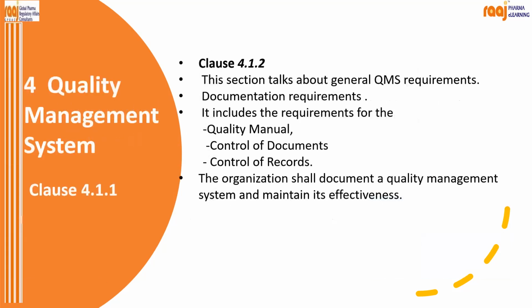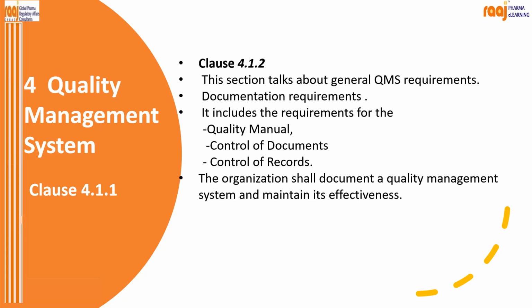Then we start with the actual clauses. The clause-wise standard, clause 4.1.2, talks about the quality management system. This section talks about general QMS requirements, that is, documentation requirements. It includes your quality manual, control of documents, and control of records. The organization shall document a quality management system and maintain its effectiveness.